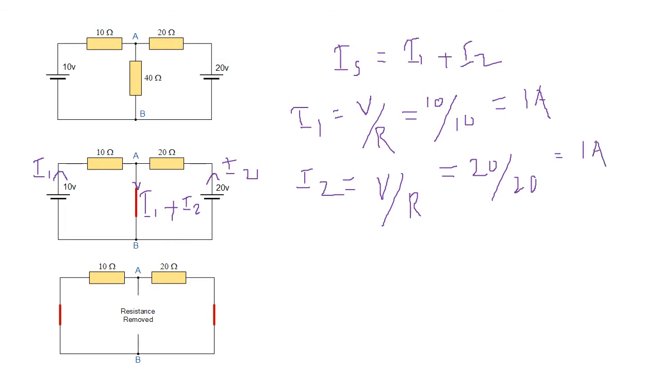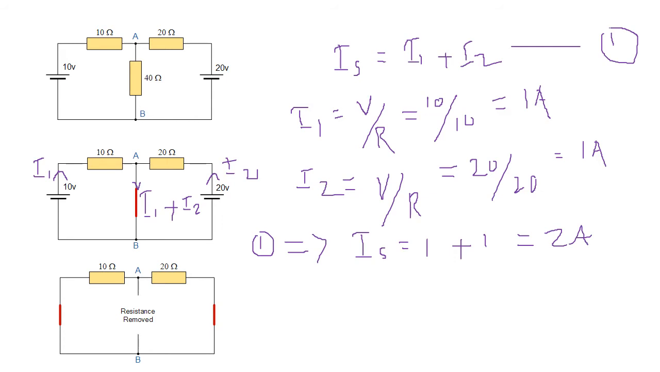Now we can substitute these values into our equation number 1. Therefore IS will be equal to I1, which is 1 ampere, plus I2, which is also 1 ampere, that is equal to 2 ampere.